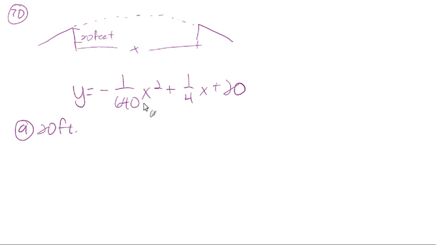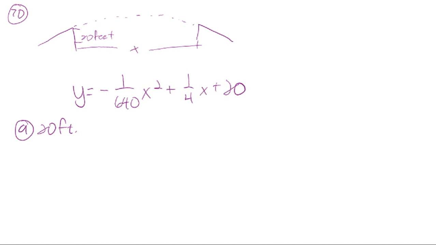Okay, let's see. So what's the distance between the ramps? That's what we want to find out. We can find that out by saying that whenever this equation is equal to 20, then either he's over here at a distance of 0, or he'll be at this other distance. So we should expect to find two solutions to that equation.